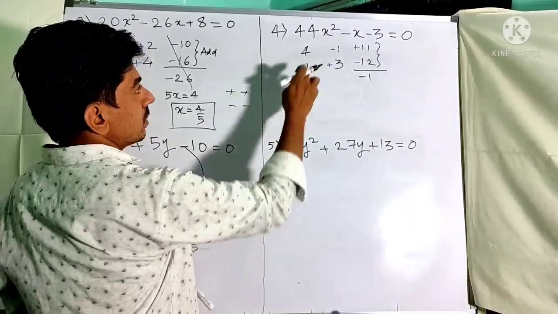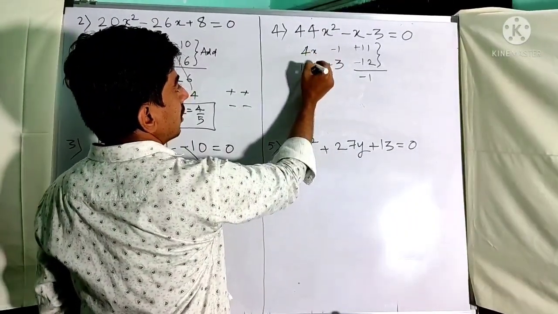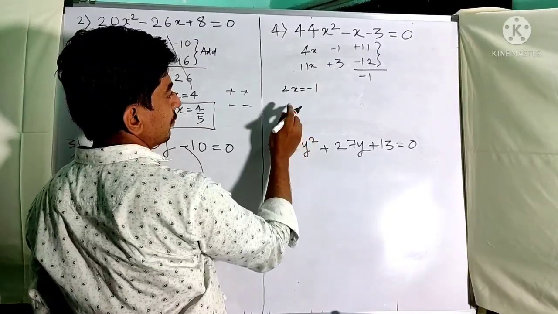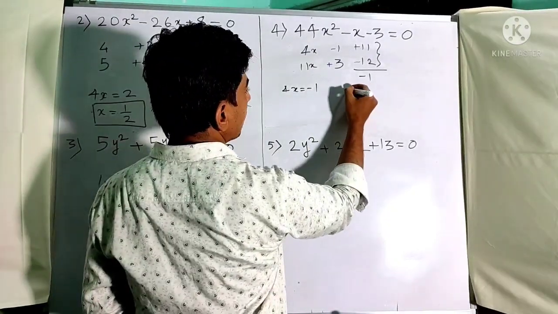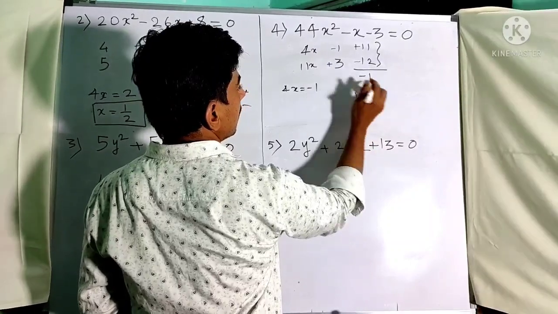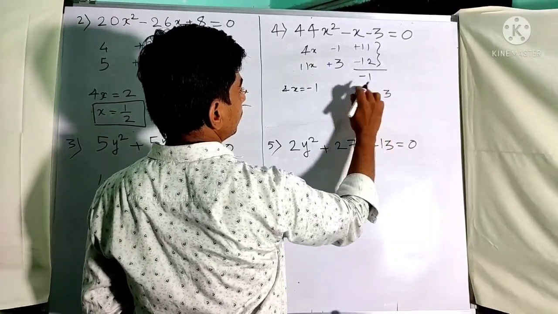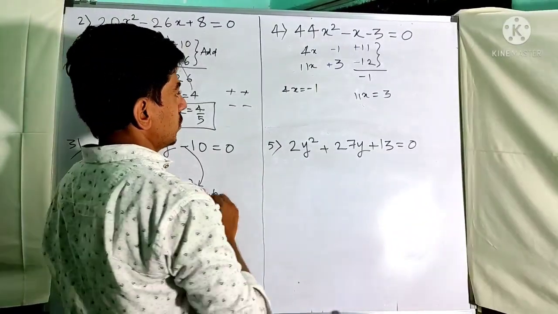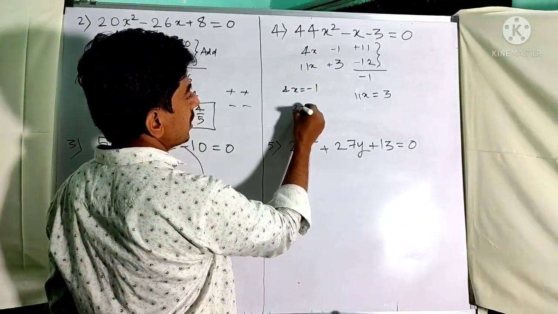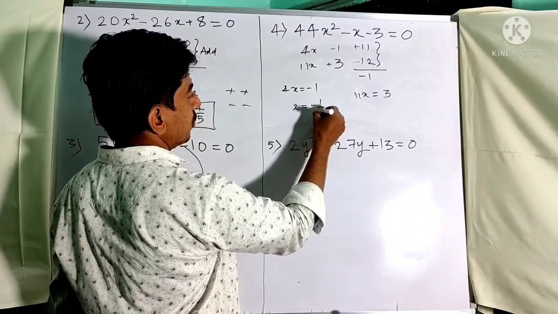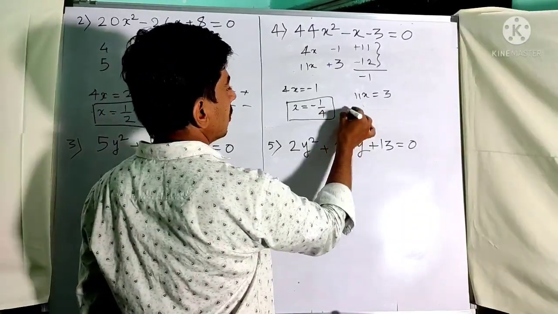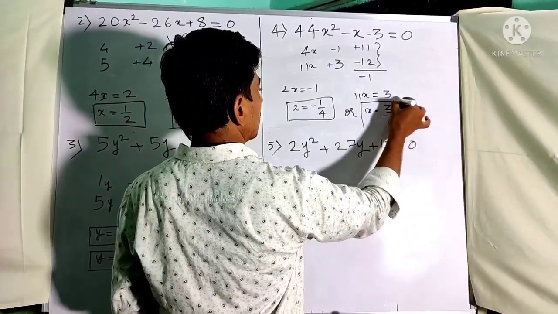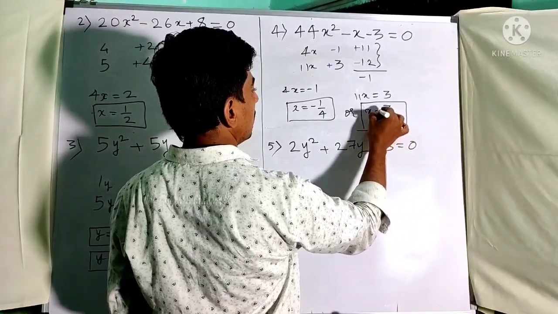Then you can write the equation, the variable is x. Therefore 4x equal to minus 1. This is one equation, and the second equation will be x equal to plus 3. You need not write plus because by default it will be plus only. Here x is equal to minus 1 by 4. This is one answer, or x is equal to 3. This is the second possible value.